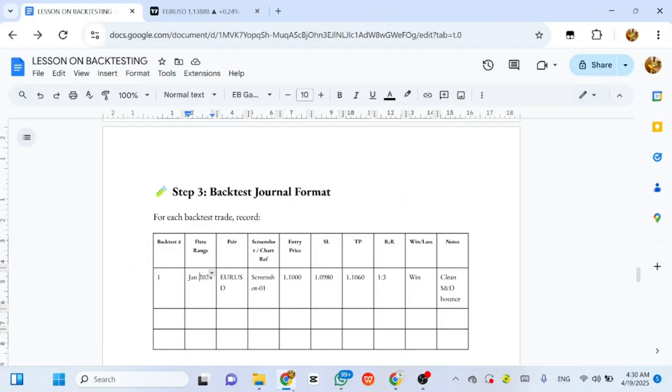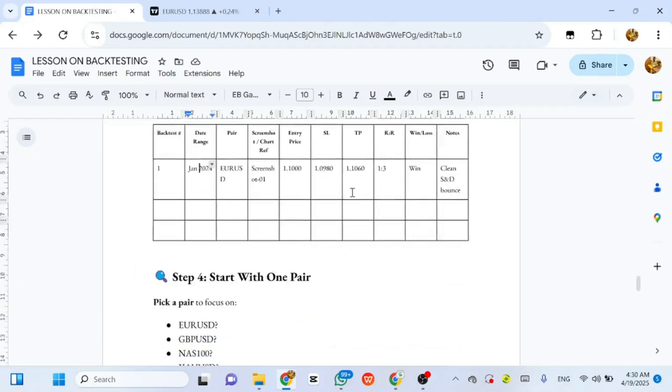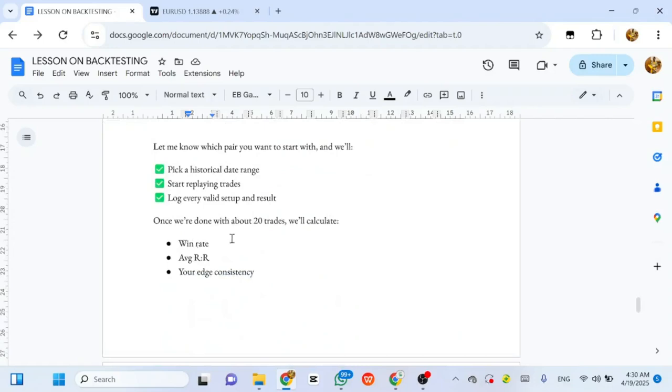And as well, after getting all of our data, what are we doing? We are getting this evaluation. First, we are getting to know the win rate of this strategy, the average risk to reward, and the edge consistency. So now we know that this edge will work. We know that it has a high win rate, because in all of those trades we took, only one hit stop loss. And if we had waited for confirmation entry, it wouldn't have hit stop loss.